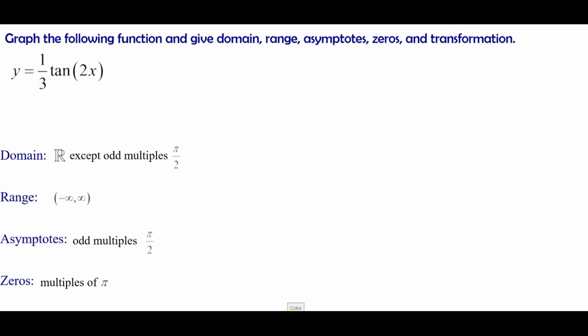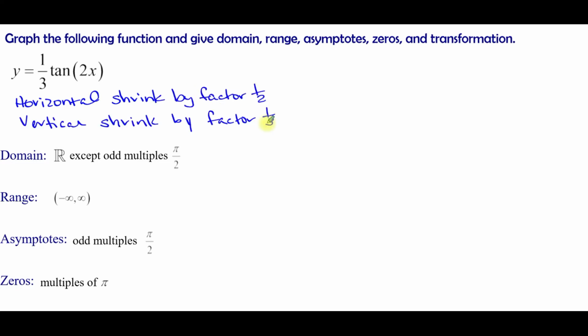All right, so on this one we have tangent. So my transformation here is going to be horizontal shrink, because remember we have to take the reciprocal there. So horizontal shrink by a factor 1/2. And then we've got a vertical shrink by a factor of 1/3. Doing my transformations, remember domain, asymptotes, and zeros are going to get multiplied by our horizontal change. So we're going to multiply by 1/2, multiply by 1/2, we're going to multiply by 1/2.